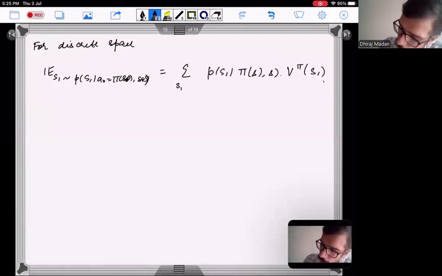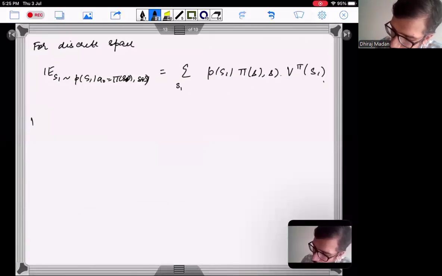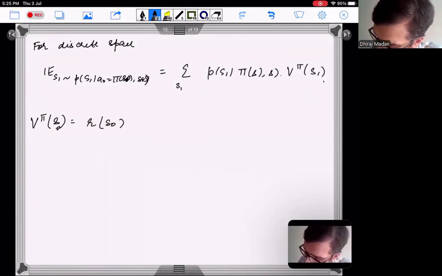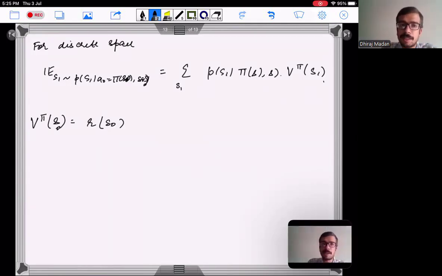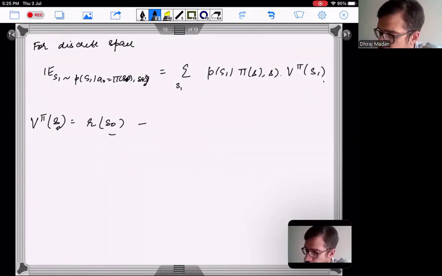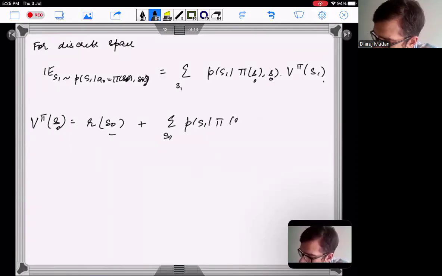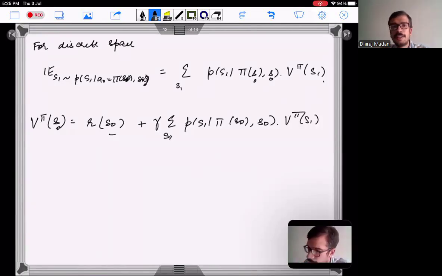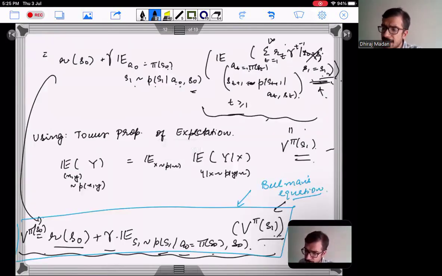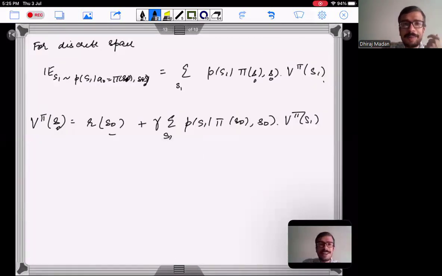So overall, if we substitute the expression for expectation, V pi of S naught is R of S naught. Actually, in some places I'm writing V pi S, and in some places S naught, so let's write S naught over here. Plus the sum over S1, P of S1 given pi of S naught and S naught, V pi of S1. So essentially, this is my equation. And I can write down this equation for every other state, and that will give me a bunch of linear equations.